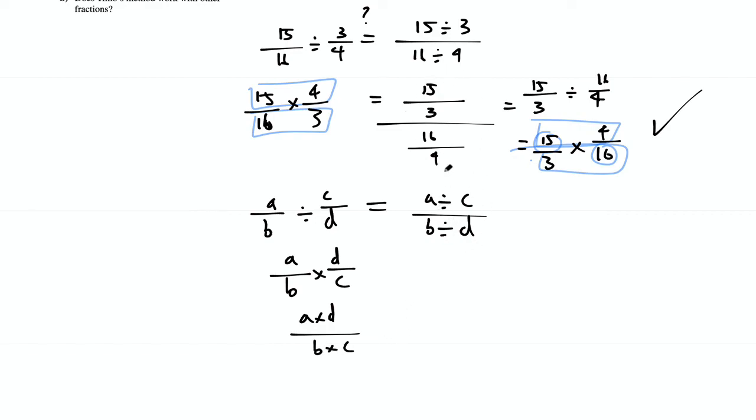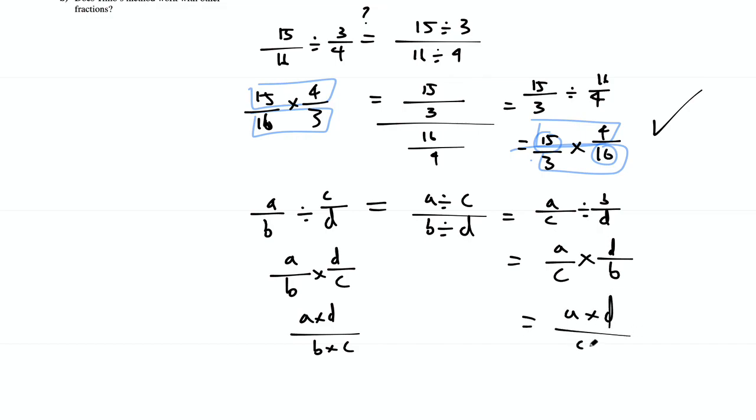Here, if I use the same steps again, this becomes a over c divided by this fraction, b over d. That's the same thing as a over c multiplied by the reciprocal, so that's d over b. So yes, we still end up with the same thing, right? b times c is the same thing as c times b. So this works for any fraction.